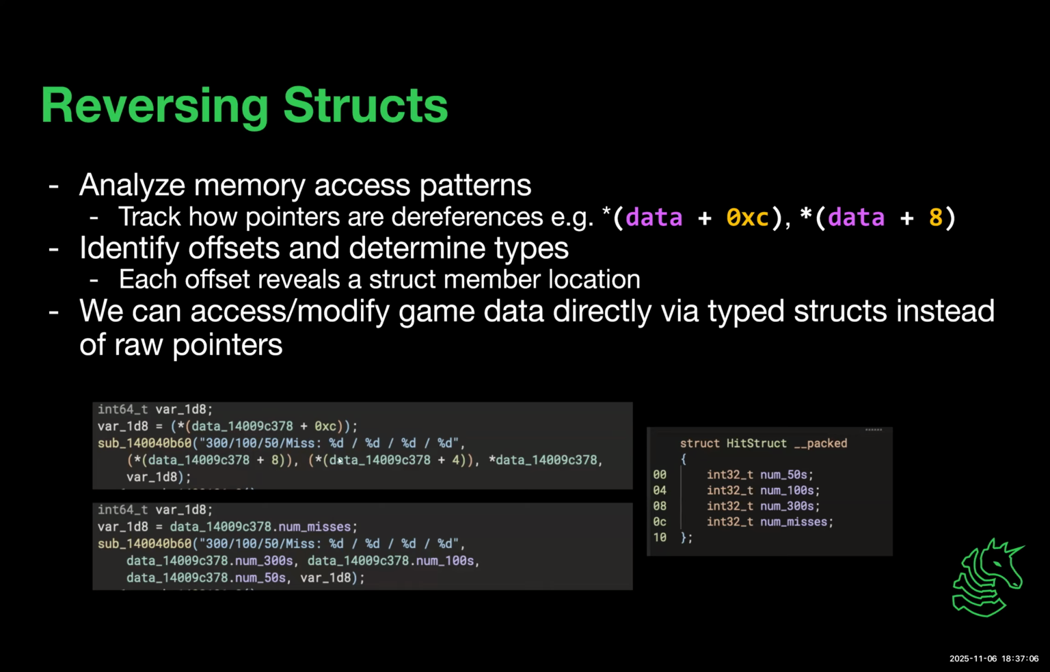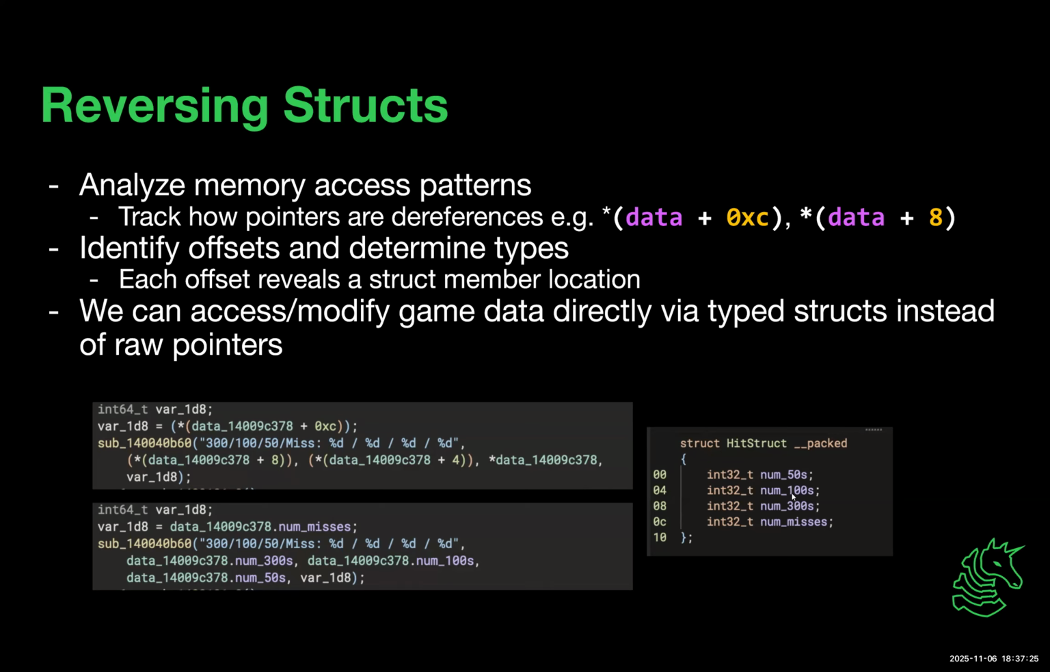So these are all numbers. The first argument here is data plus 8, the second one is plus 4, the third is plus 0, and then the last one was referring back to this variable, which is storing the data of that pointer plus 0xc.